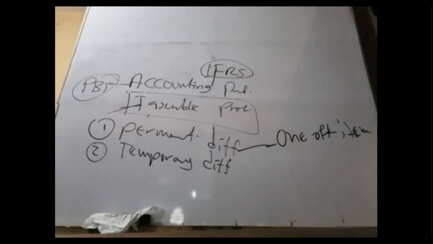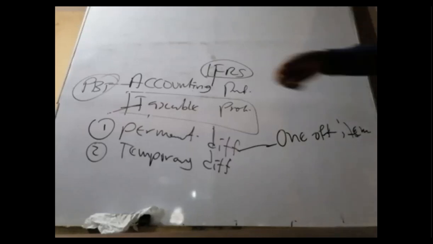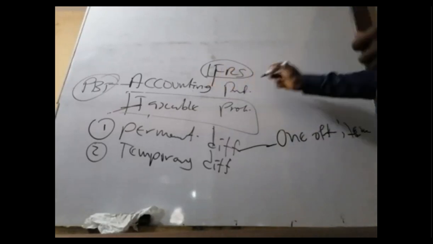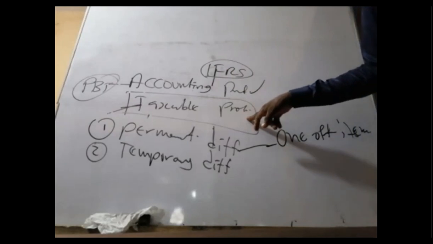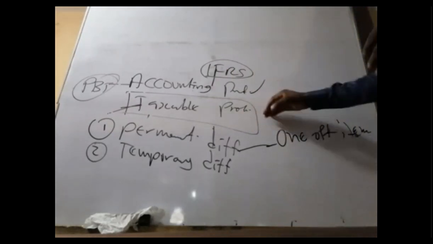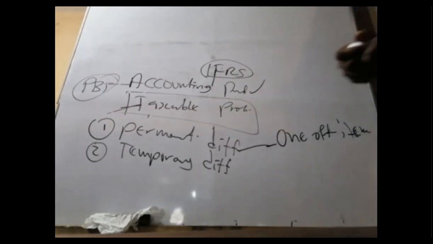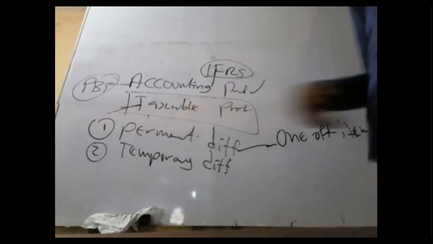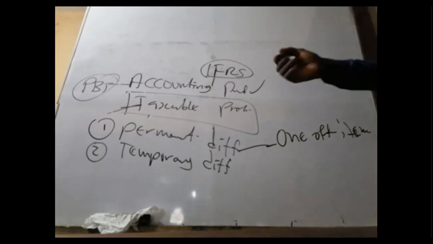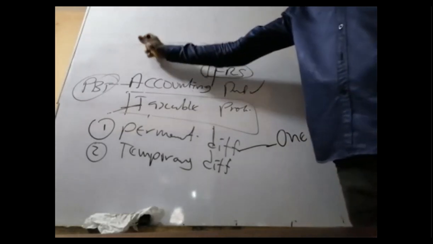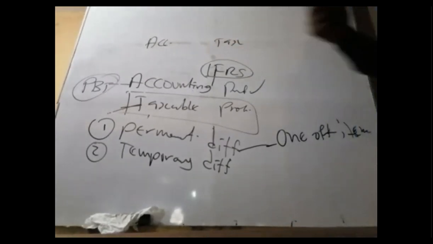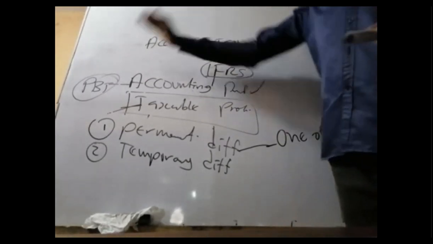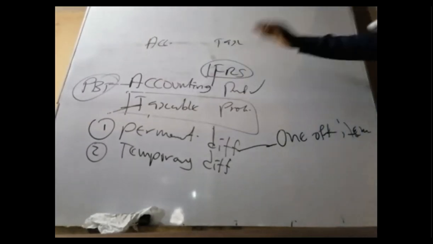So this transaction will create a permanent difference between the profit reported by the company, that's the accounting profit, and the profit determined by who? The tax authority. Good. So we are done with permanent difference. Let's go to temporary difference. Now, giving reference to permanent difference, let's put accountant here, and let's put the tax authorities also here. Permanent difference, one party sees it, the other party does not see it, fine.